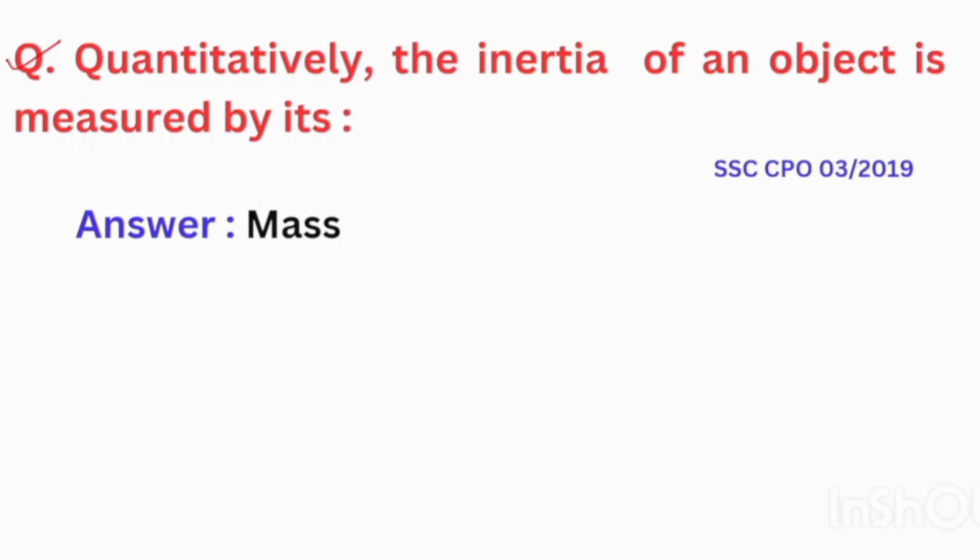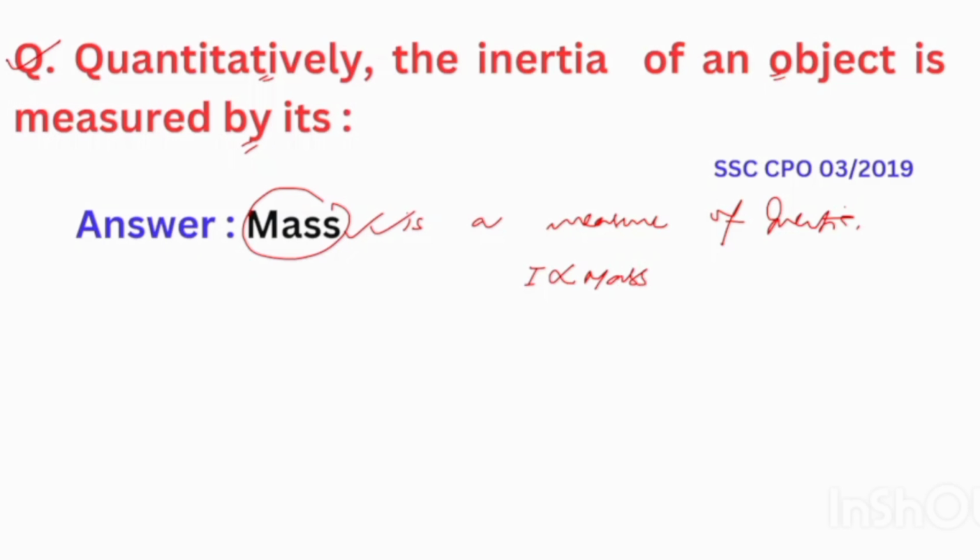Next is, quantitatively, the inertia of an object is measured by its mass. Yes, mass is a measure of inertia, and you should also remember that inertia is directly proportional to mass. So now we understood two things, that mass is a measure of inertia and inertia is directly proportional to mass. Let's move on to next question.